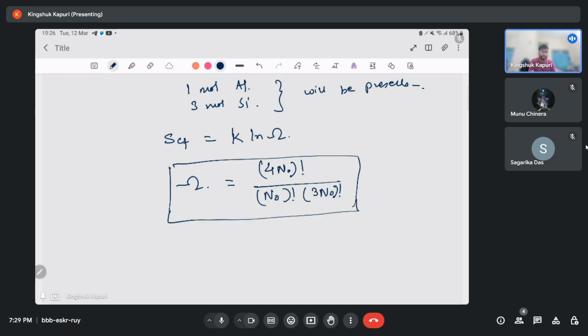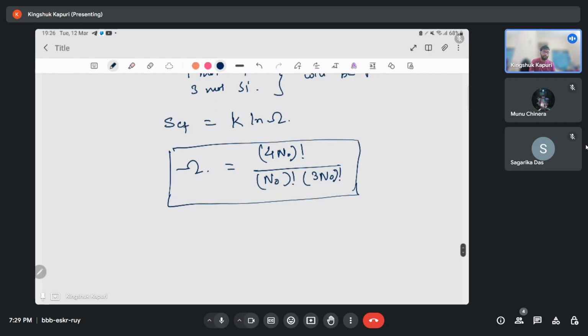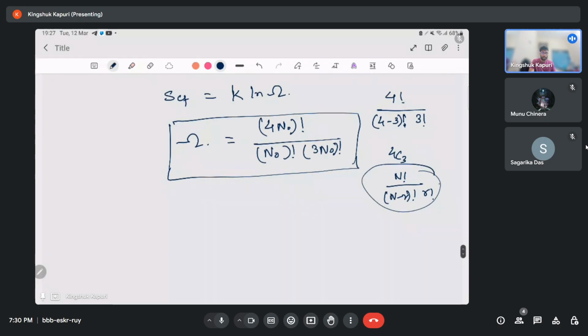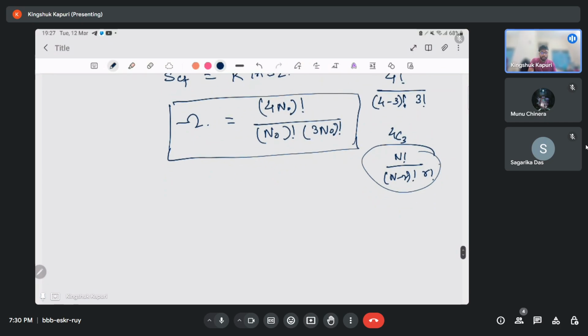When we did maths in class 12, at the elementary class 12 level, we know the formula for combination. N0 is nothing but your Avogadro number. So we would write 4 factorial, then 4 minus 3 factorial, and again 3 factorial. This is the term, like for 4C3, nCr equals n factorial over (n minus r) factorial and r factorial. This was the formula which we used in our class 12 classes. Now this will give the value of omega.